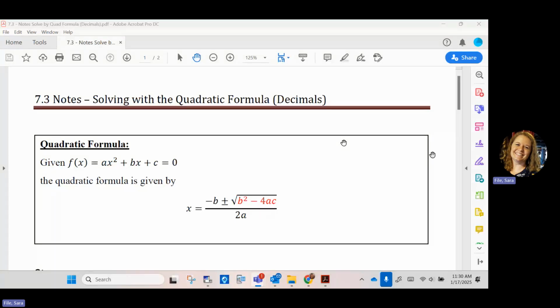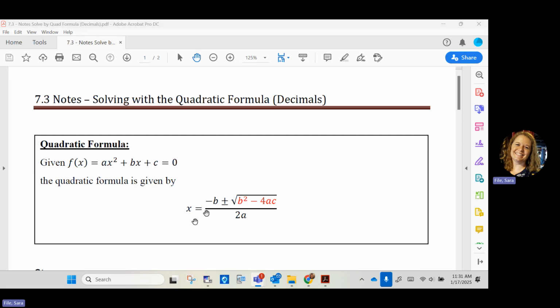Earlier this week in 7.1, we talked about quadratic functions and we looked at their graphs, the parabolas, the different key features. And then in 7.2, we talked about the quadratic formula. Here it is again. If you are given a quadratic equation in standard form, that's ax squared plus bx plus c, you can use the quadratic formula to solve for x. Remember that what we're solving for represents your x-intercepts when we graph it.